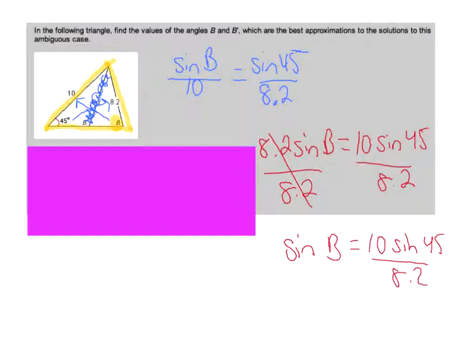So how did you do? Does your work match my work? So we have 8.2 sine B equals 10 sine 45. We're going to divide both sides by the 8.2. So let's figure out this side right here.